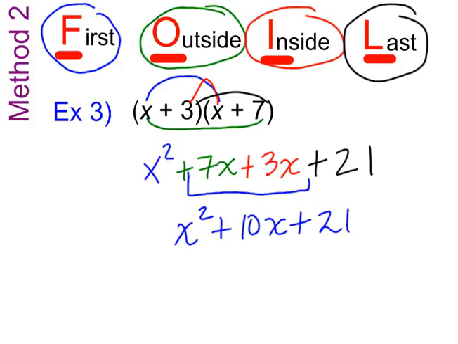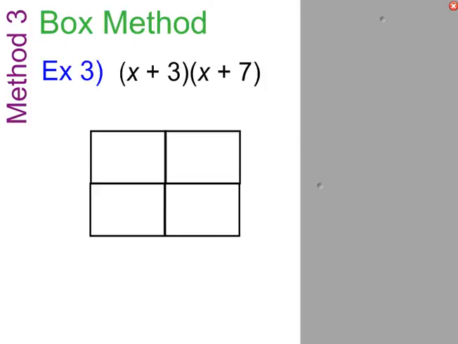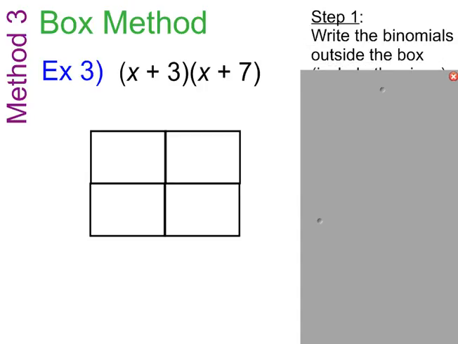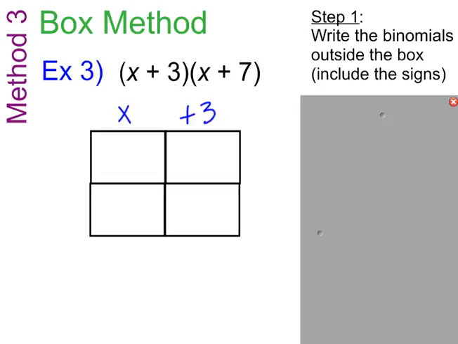Now in method number 3, it's called the box method. And here we're going to walk through our steps, and we're going to do it at the same time. Step 1 says write the binomials outside the box, including the signs. So here I have x plus 3, so I'm going to write x plus 3. And on the other side, I'm going to write x plus 7, bringing the signs with me.